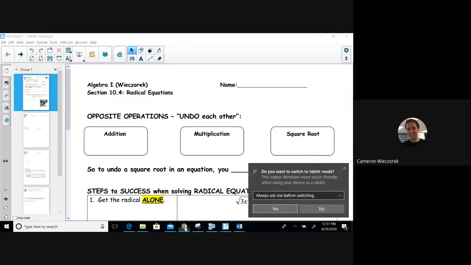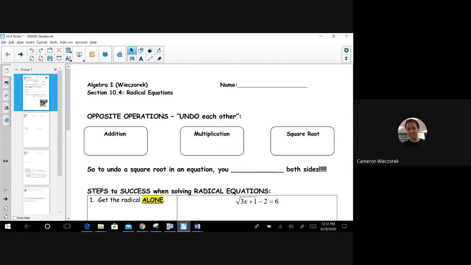Awesome. Okay, so section 10.4 is on radical equations, which means we're going to be solving equations that have a square root sign. And that's all that means. You're going to see something like square root equals something else.